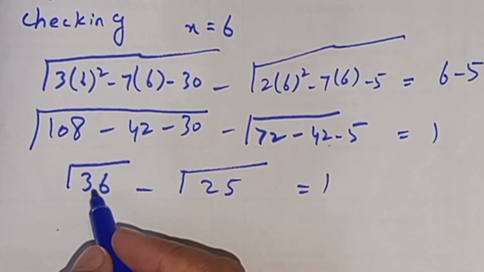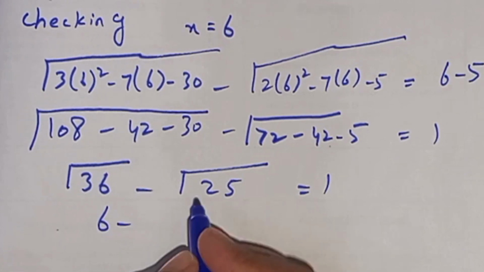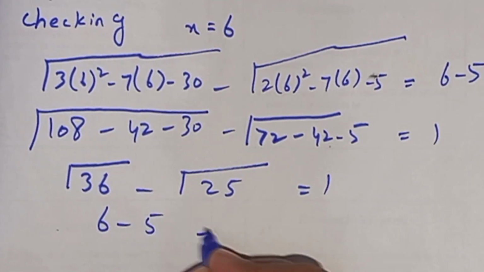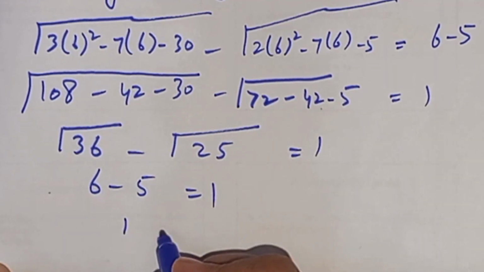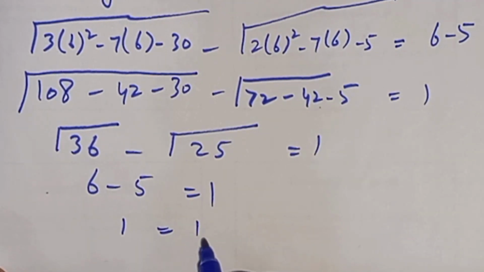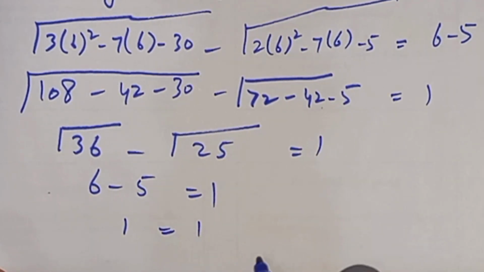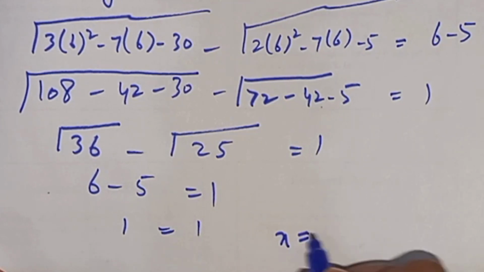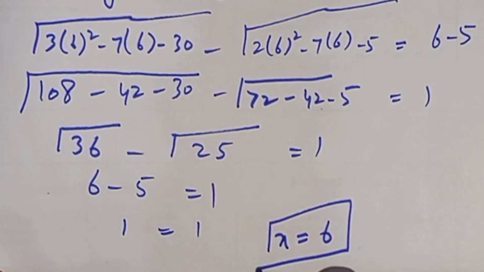And the square root of 36 is equal to 6, and the square root of 25 is equal to 5. And 6 minus 5 is equal to 1, and the right hand side is also 1. So left hand side is equal to right hand side. So this implies the answer to our question is 6, and we are done. Thank you.